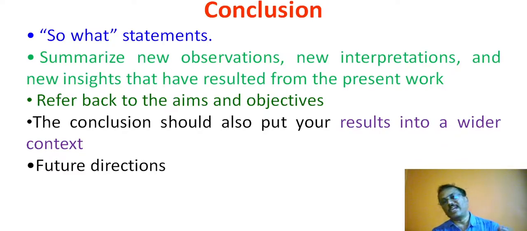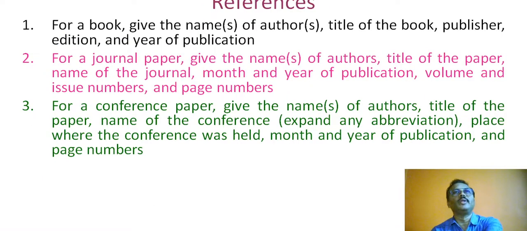You don't describe the results totally. Results you have already described. So here you have to briefly mention the results, but you have to answer the "so what". Conclusion should also put your results into a wider context, and also you have to mention future directions. So these are all mandatory.